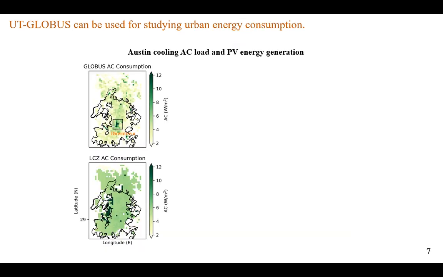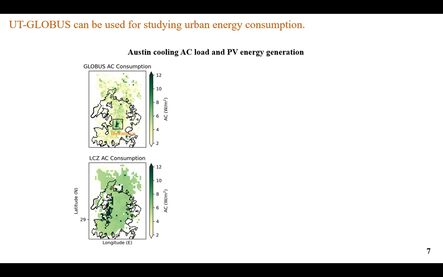We can also use it to study urban energy. This is cooling energy demand and PV power generation. You can see that when we use the local climate zone approach, the AC energy consumption is quite uniform because the model considers the urban canopy parameters using nearest-neighbor interpolation. But when we have the Globus data, it is much more heterogeneous.